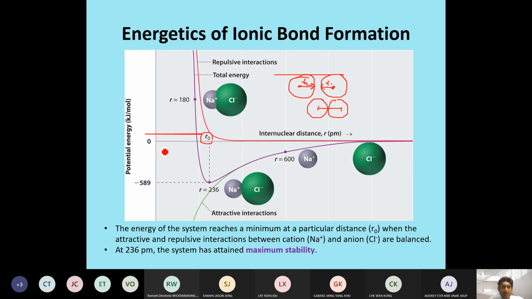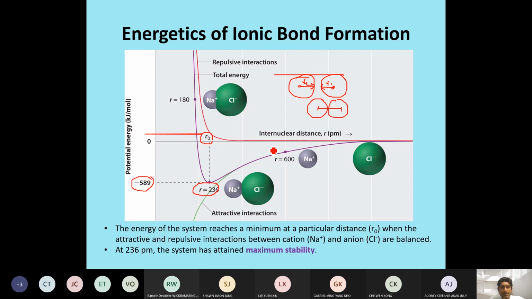So R is 0 here, which means the potential energy is 0, but that is not enough for them to make the bonding. When R is at 236, in the nanometer scale I believe, the potential energy is low. The lower the potential energy, the higher the stability of them.